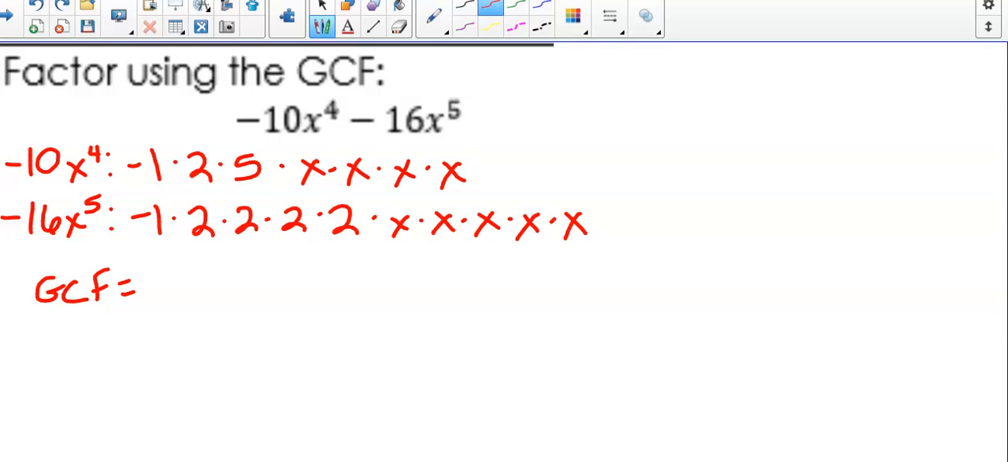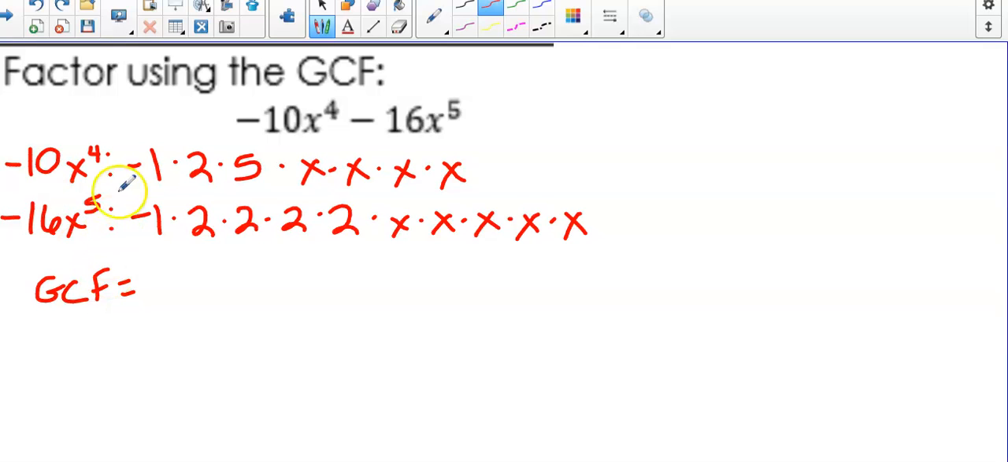Hey y'all, let's review factoring. So first we're going to be factoring using the GCF. Alright, so I went ahead and broke up my two terms into their prime factors. You can see these here below.